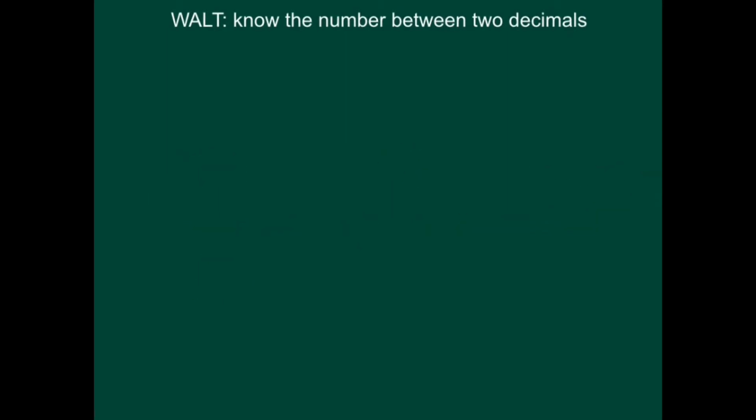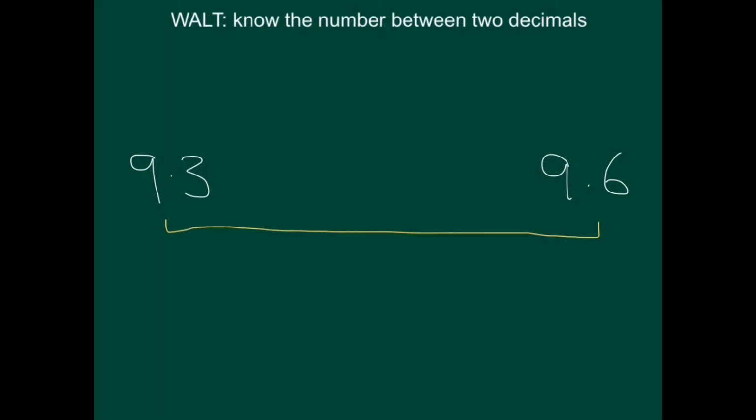Now let's take it to the next level. What's the number between 9.3 and 9.6? First, let's get out that handy number line. And straight away we can see this one's going to be a little bit different because we don't have 10 hundredths between these two numbers. We've got 3 tenths or 30 hundredths between them.